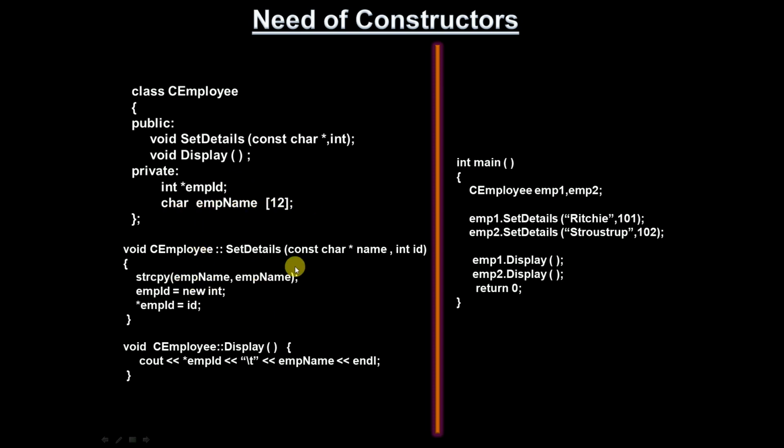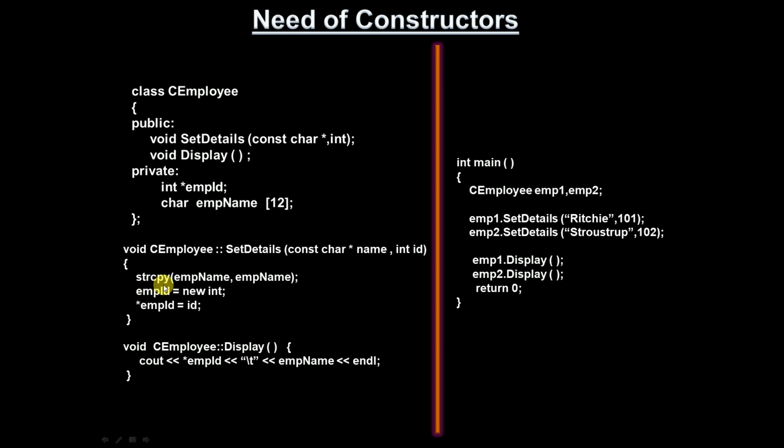By using set details, we are setting the values for the data members, EMP name and this pointer attribute EMP ID. Since EMP ID is a pointer, we have to allocate memory for it in the heap. I am allocating memory for EMP ID in the heap by using the new operator. In an upcoming session, I will discuss what is new and what is delete, what is malloc and what is free. For the time being, just remember that new is used to allocate memory in the heap segment.